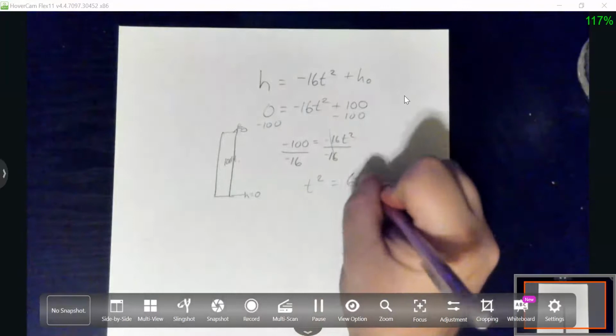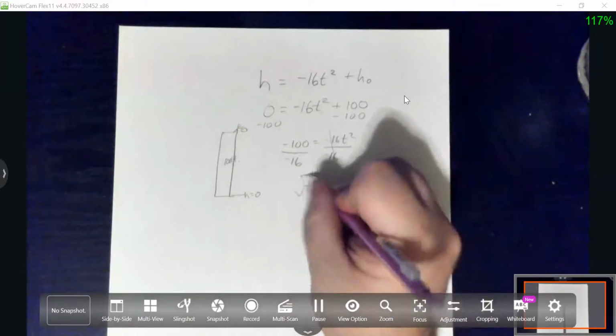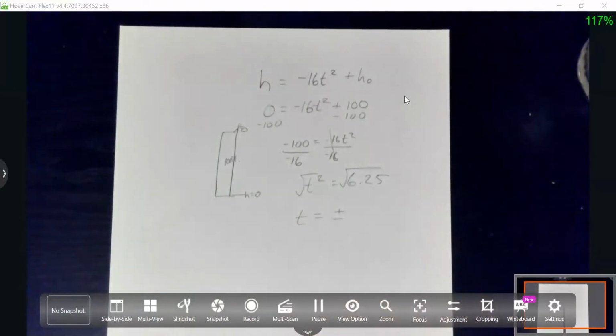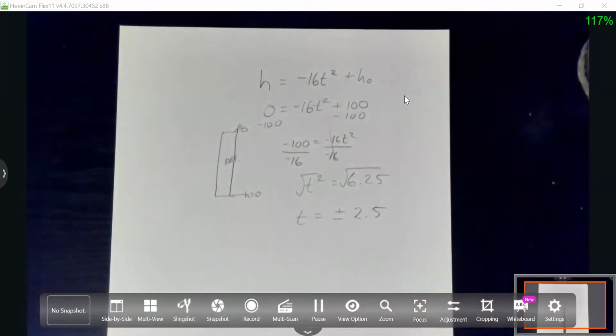All right, so we get 6.25. And now we can take the square root of both sides. If we do that, we get t equals plus or minus. We dump the square root of 6.25 into our calculator, and this one actually works out nice and neat. So we get plus or minus 2.5.